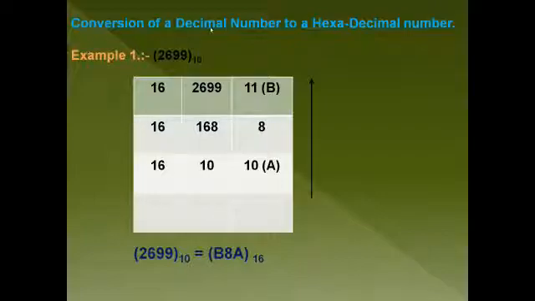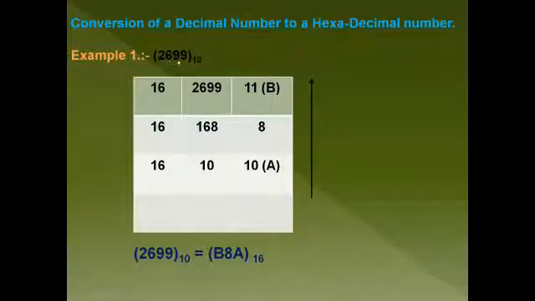Now conversion of decimal number to a hexadecimal number. To convert a decimal number into its equivalent hexadecimal number, use the same method discussed earlier for binary and octal conversion, but with the base as 16. In octal we take base 8, in binary base 2, but here we are taking base 16. So if the base is 16, then we will divide by 16.